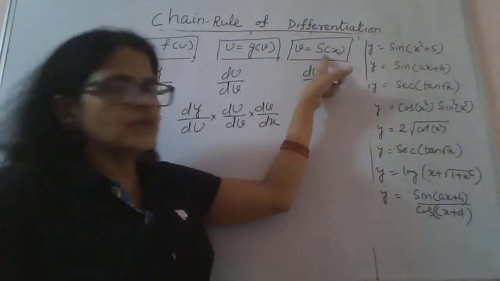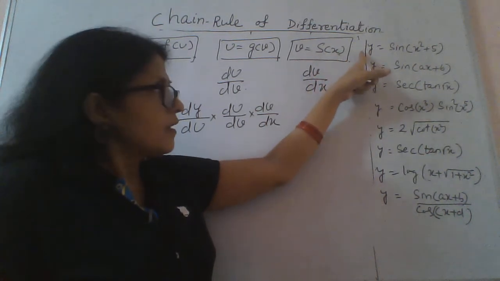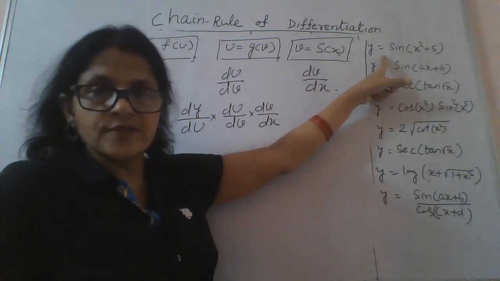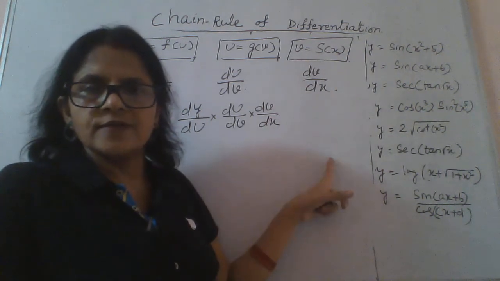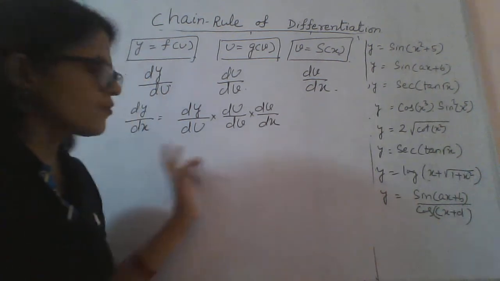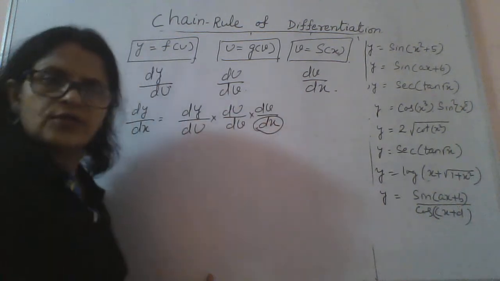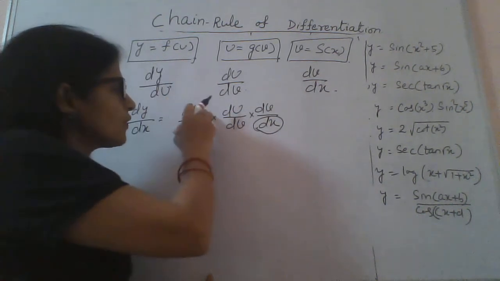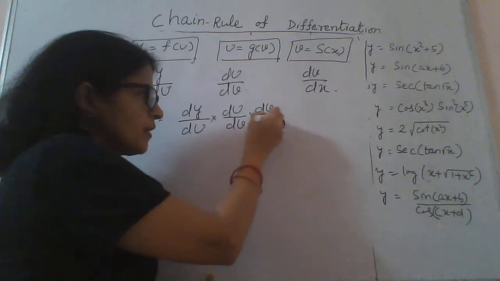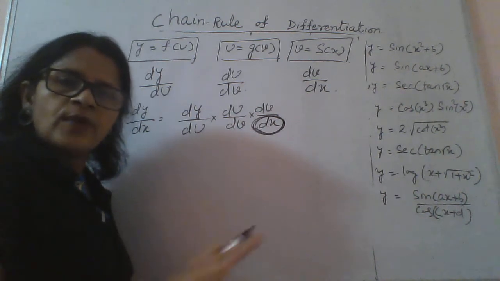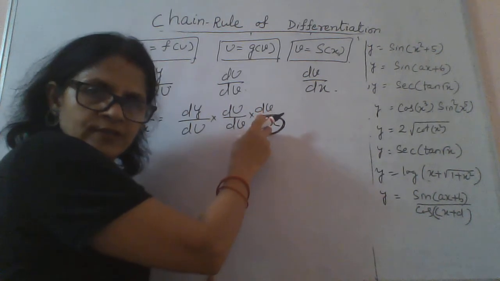If v were a function of z, so v equals s of z, then z equals h of x. So you would have taken dv by dz into dz by dx. Right? So the chain goes like this until you get dx in the denominator. So start with y, dy, and continue till you get dx in the denominator. The chain stops at the moment we get dx.